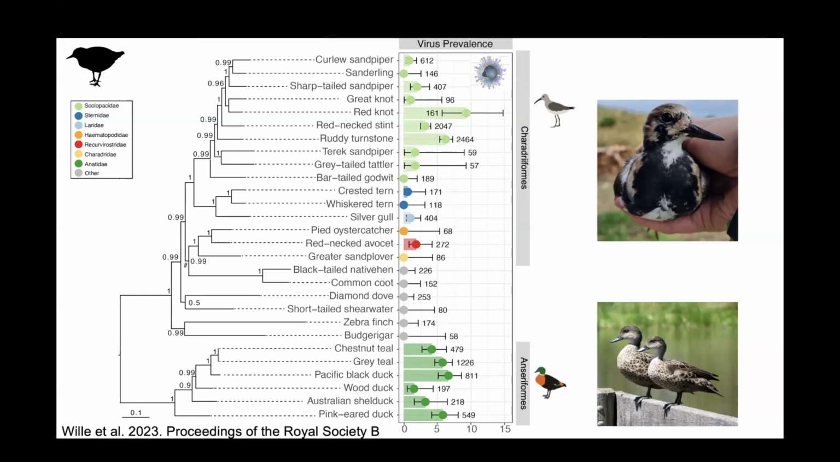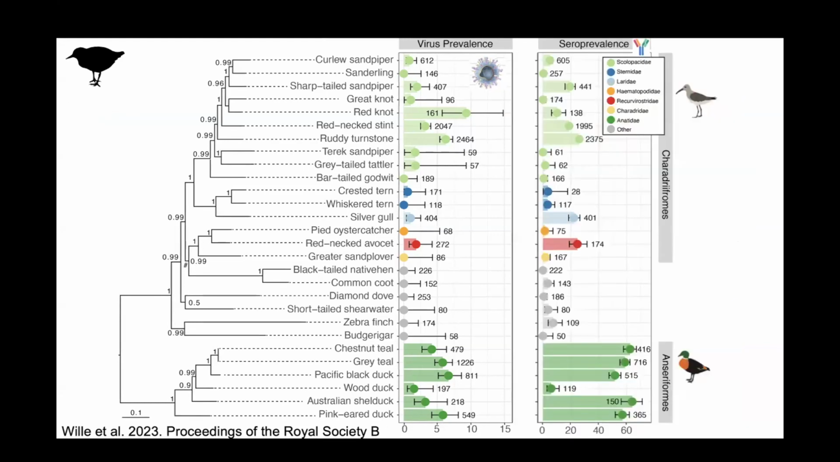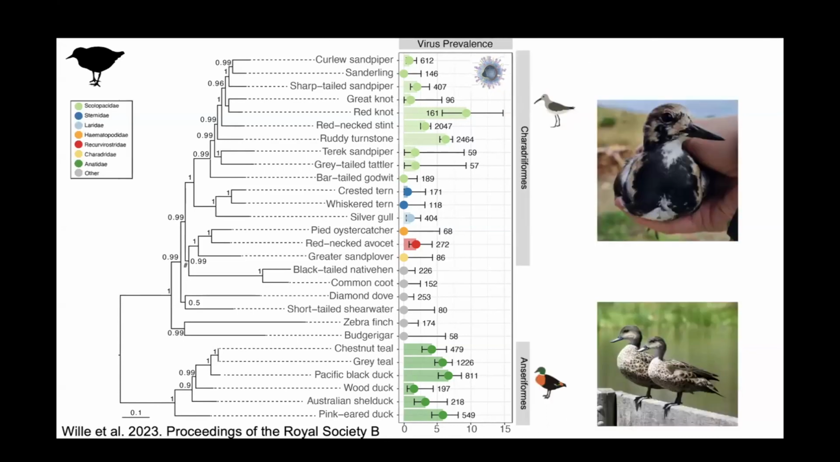Terns, apparently not that important. Silver gulls, which are our common gull here, not that important. And some of the other species that we co-sampled, especially in the interior, also don't seem to be important for this virus. So now that we know which birds the virus is in, we can try to work out how the virus, oh sorry, I have skipped a step. So this was virus prevalence, okay? That's our PCR test.